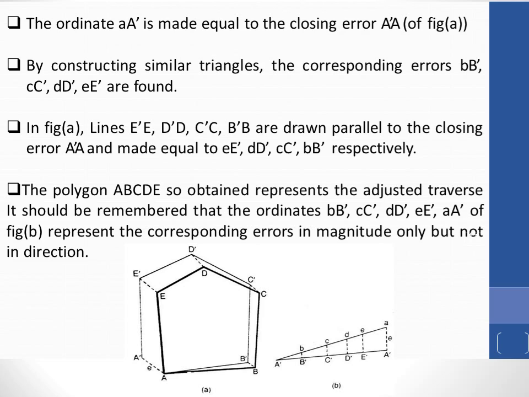Okay, it should be remembered that the ordinates b small b capital B dash, C dash, D dash, E dash, A dash of figure B represent the corresponding errors in magnitude only but not in direction. That's why we are drawing it parallel to the closing error. Okay, so that you will get the adjusted traverse.